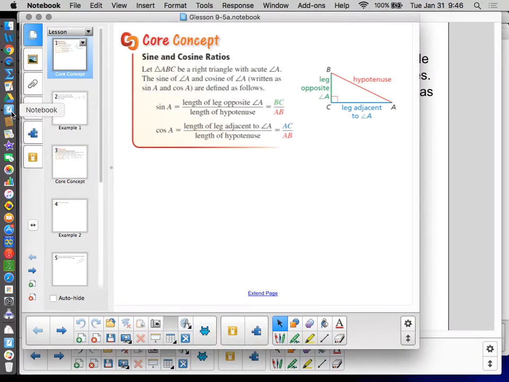Remarkably familiar. So, sorry, not that. That's yesterday's lesson. This is today's lesson. We're going to look at some new ratios. The tangent ratio is the opposite over adjacent.